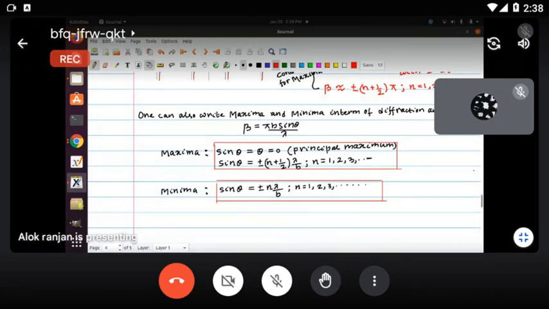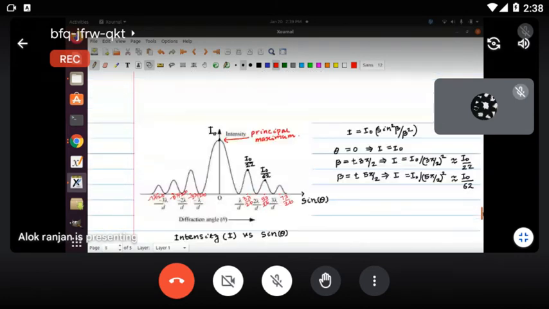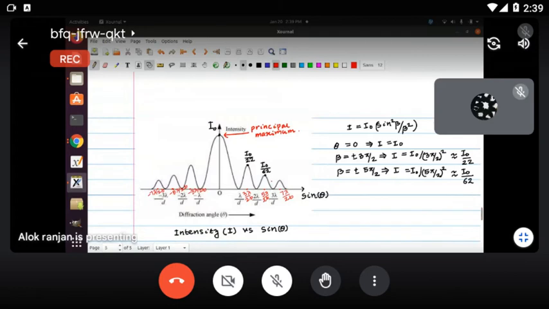Okay. So now let's try to plot it over the screen. This horizontal line represents the screen, and O is the center of the screen. Using I equal to I naught sine square beta over beta square, which is the intensity distribution over the screen due to superposition of the diffracted beams: when theta equal to 0, I equal to I naught, the principal maximum. And then the other maxima, beta equal to plus minus 3 pi over 2, beta equal to 5 pi over 2. If you substitute, you will get I naught over 22, I naught over 62.